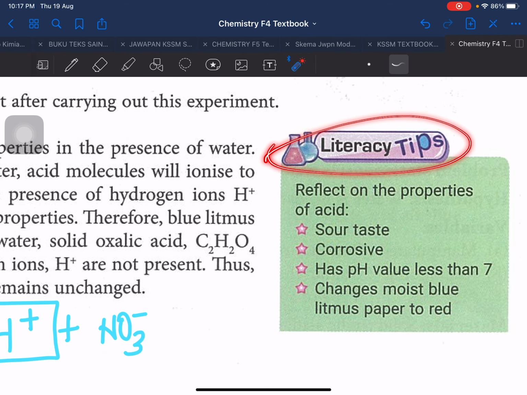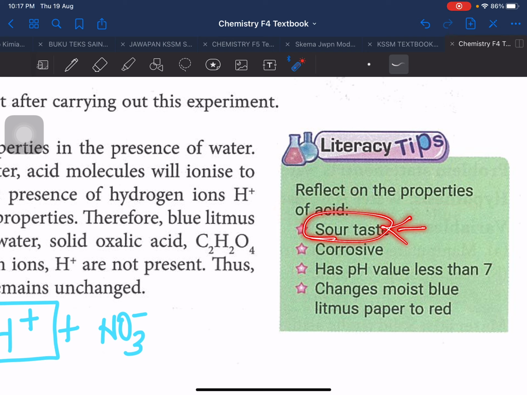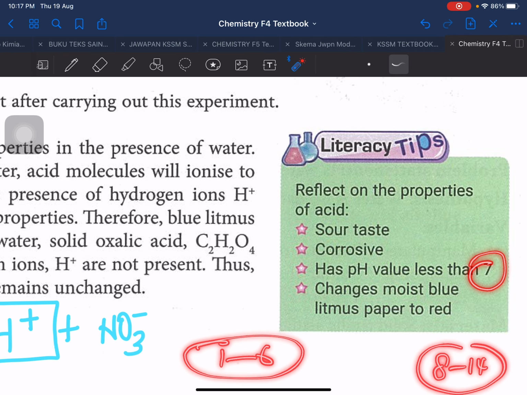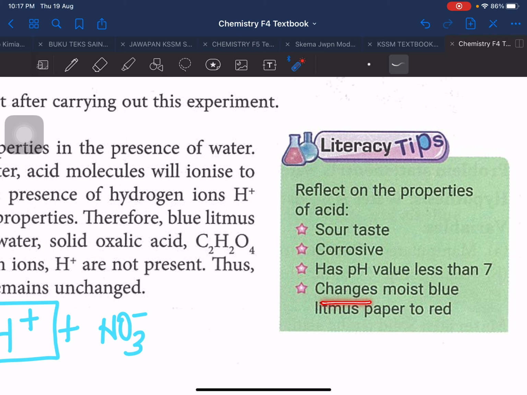Let us look at this literacy tips here. Reflect on the properties of acid. You have learned this in lower form. Sour taste, acid rasanya asam kan, macam lemon. Corrosive, menghakis. Has pH value less than 7. Ialah 1 until 7 adalah acid, 7 neutral, 8 until 14 adalah alkali. Changes moist. Mesti moist, mesti lembab.